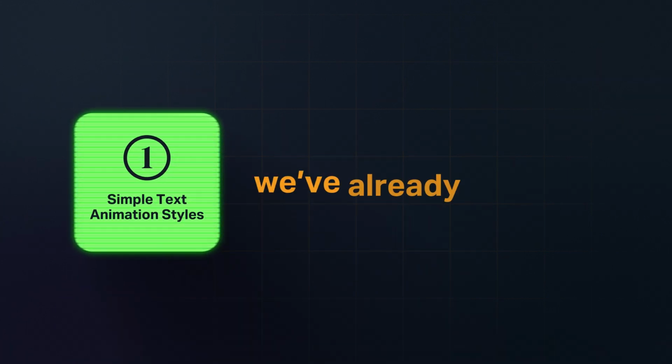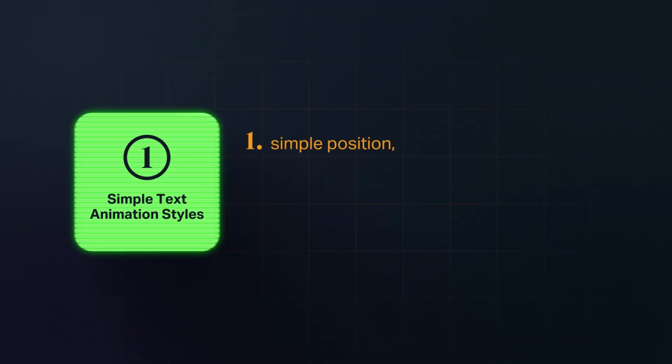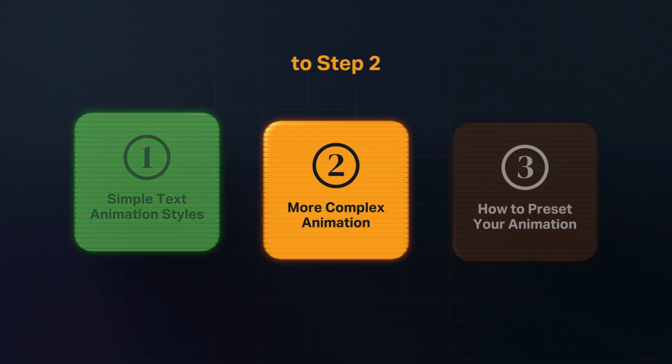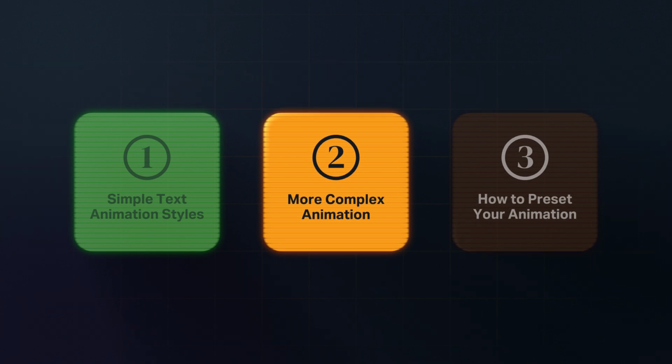Let's recap what we've already learned. We've learned how to do simple position, opacity, and blur animations on text. We've learned how to easy ease keyframes, and how to use that to time that to words. Now let's move on to step 2, where things get a little bit trickier, but I paint it all out for you so it's easy to copy.